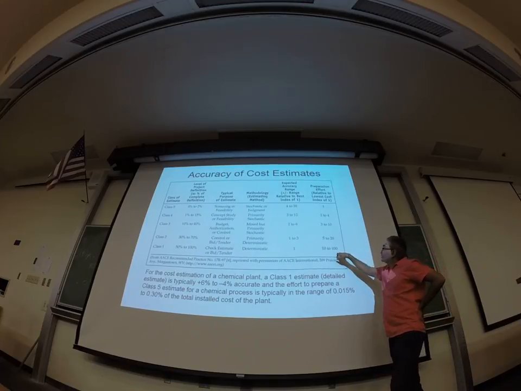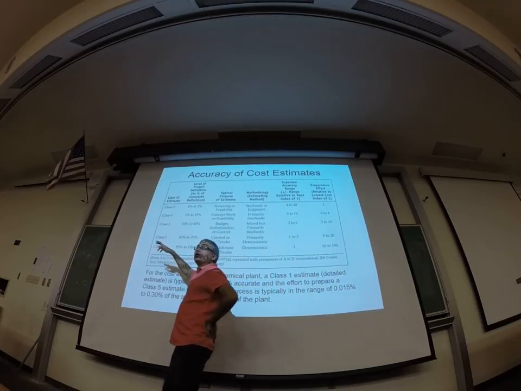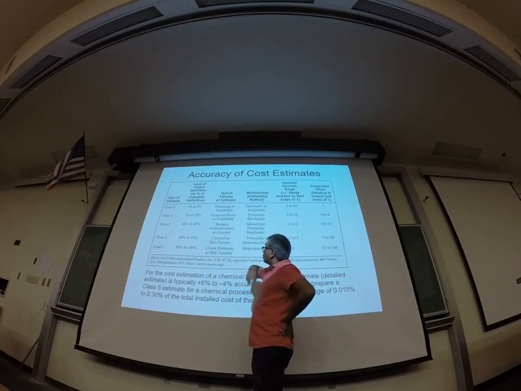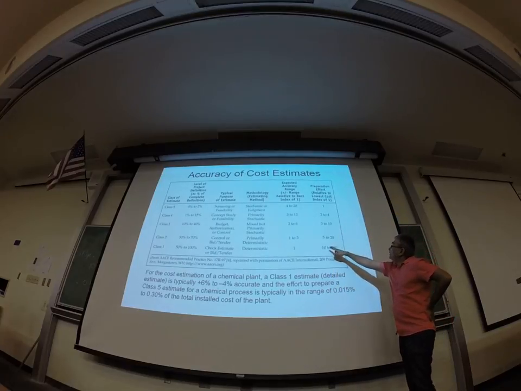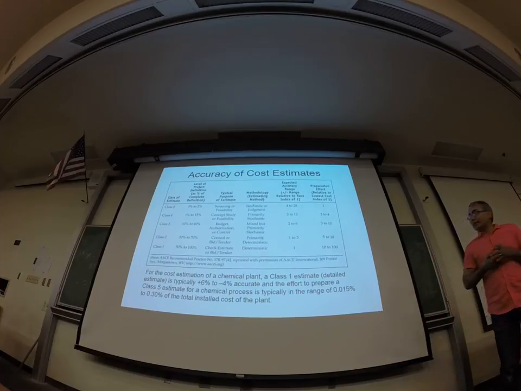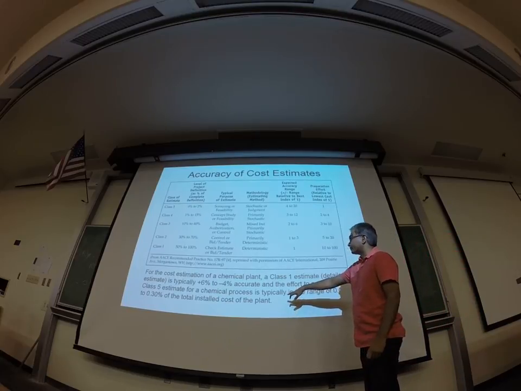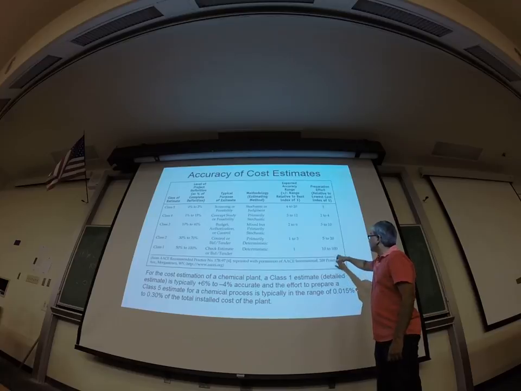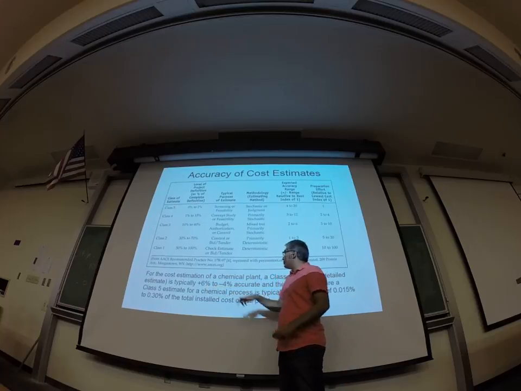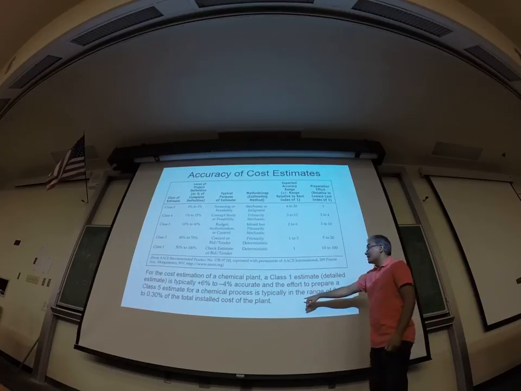But class 1, which you eventually have to do if you're actually going to build the plant, requires you to get bids from actual contractors. That takes about 10 to 100 times the effort of the initial cost estimate based on the block flow diagram. Also, you can see that a class 1 estimate, this best estimate, is fairly accurate. It's within plus 6% to minus 4% of the actual cost. But you can see it's very expensive.